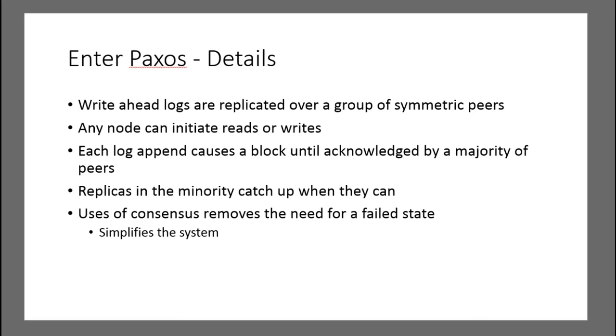Log appends, which are the creation of new transactions, block until the majority of peers accept it. So when we talked about the synchronous master slaves, the master would send out a message to all the slaves, and it would block until all of them responded. Paxos sends out a message to all the peers, and it blocks until the majority of the peers respond. It means that, again, a single slave failure doesn't cause the whole system to stop. So long as the majority of your peers are working and communicating, the system will keep working.